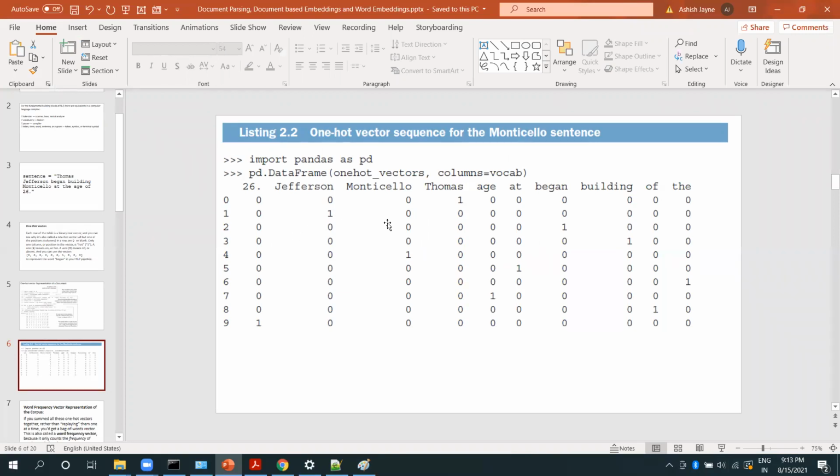Now what is happening is you are preserving the order. If we look at this line, it is saying first word is Thomas and second word is Jefferson. Then next word is began. It is preserving the order of the words, but it is going to be huge volumes of data if we store our NLP text like this.